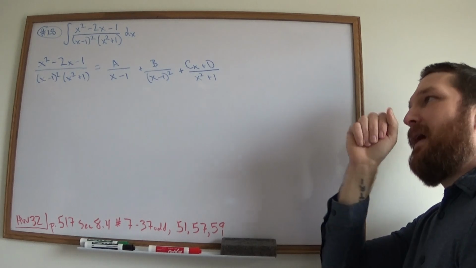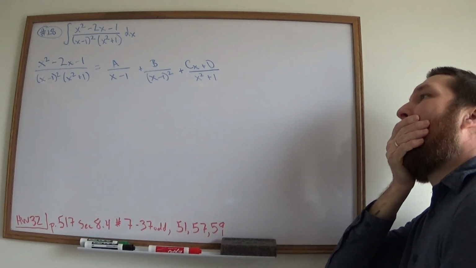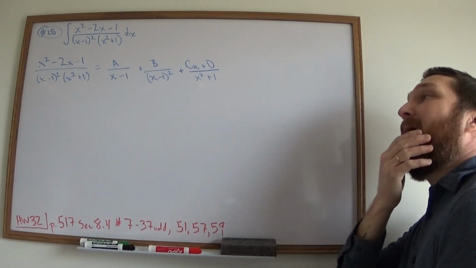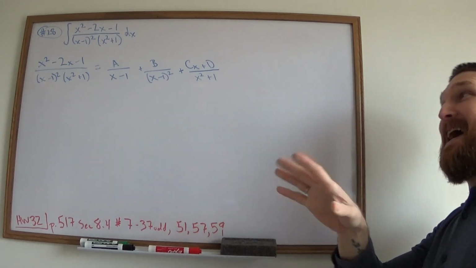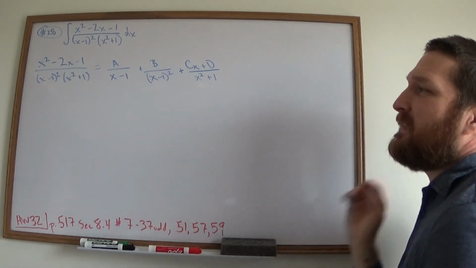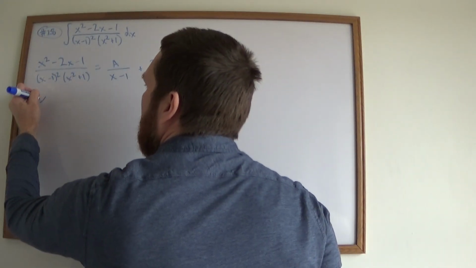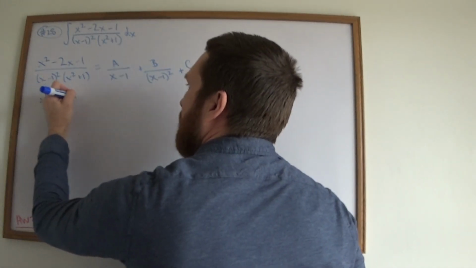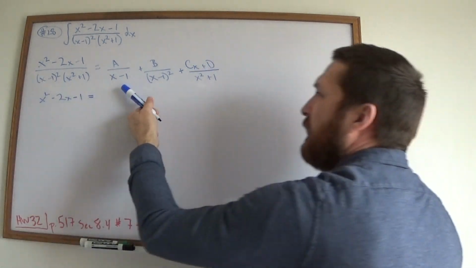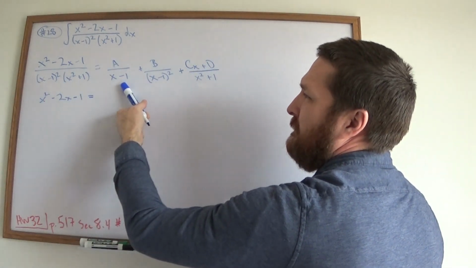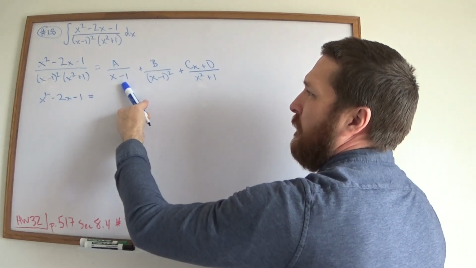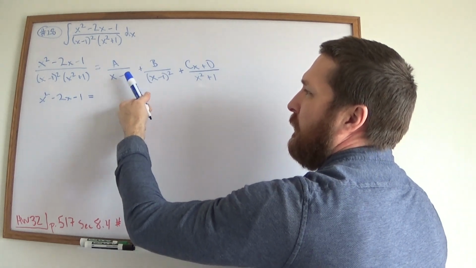What do you think we're going to do now? I know, multiply everything. I don't want to plug anything in yet. So let's kill the denominators. Doing that over here gives me x squared minus 2x minus 1. What do we get over here? It would be x minus 1 times x squared plus 1.